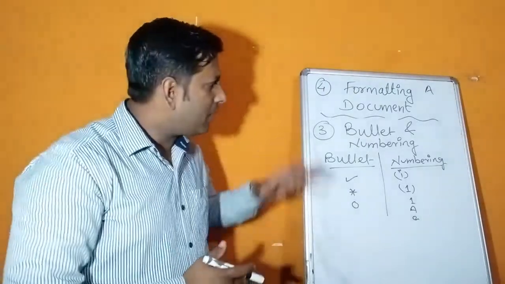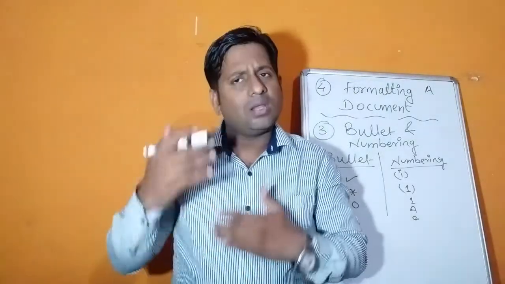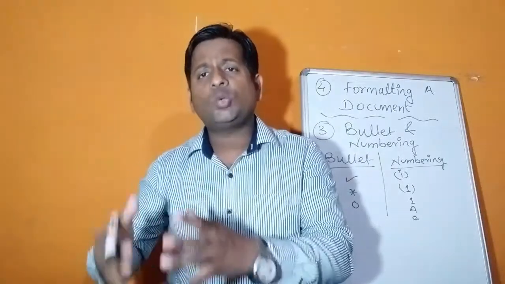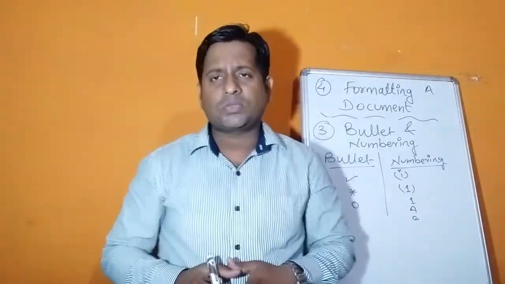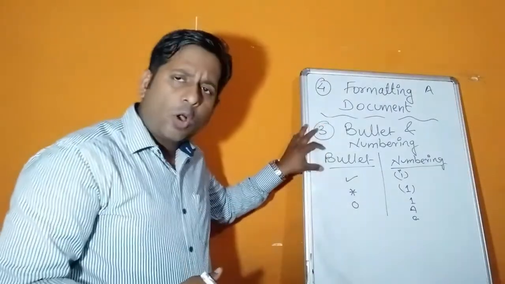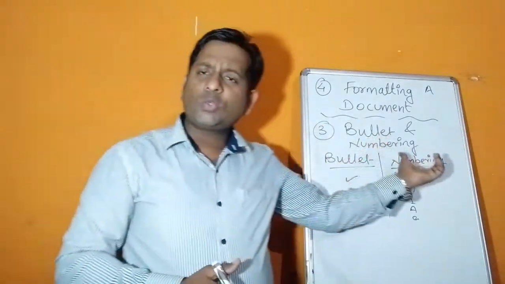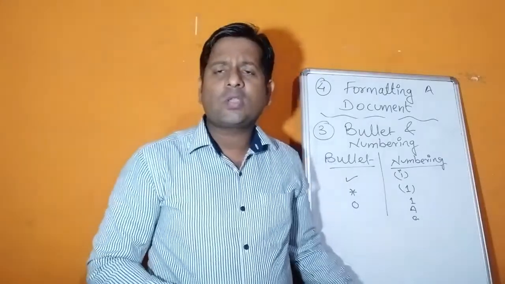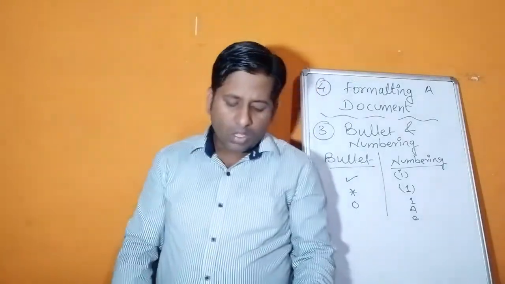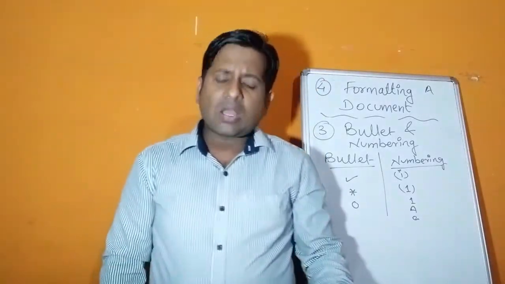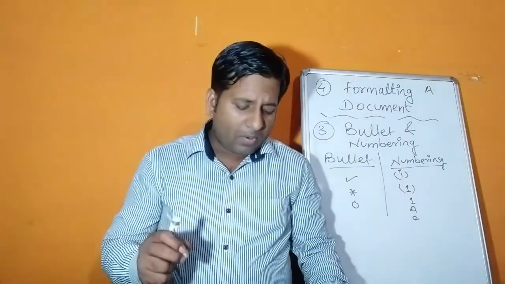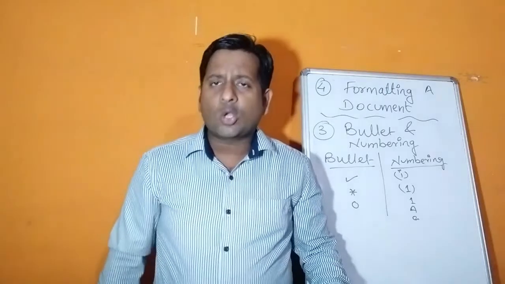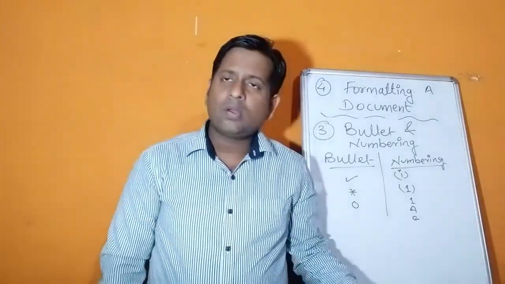Whenever in Microsoft Word you are dealing with a list of items and you need to highlight those particular items, there is an option: you can use bullets as well as numbering as per your requirement. These bullets and numbering are available inside the Home tab. There are numbering and bullet symbols inside the Paragraph group.